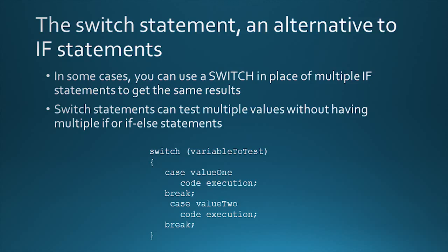So case value 1: if the variable equates to the first value, then that first case will execute, and then it'll exit. If it's not the first value, it'll move on to the next one and then to the next one. We'll take a look at this in a demonstration soon.